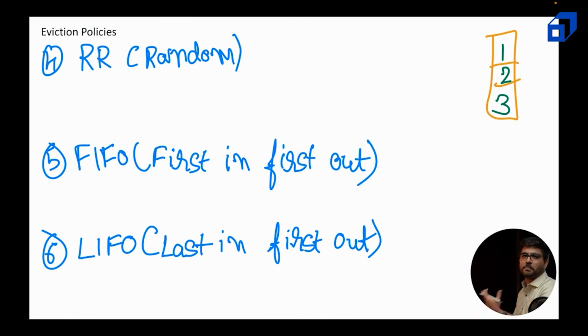And for LIFO, it is completely opposite. Whichever element was added to the cache last, it can be more recently used, it can be less recently used, we don't care about it. But the element which was added to the cache in the end, we are going to get rid of it. As simple as that. So these are 6 of the eviction policies, and depending on the use case, you need to choose one of them or probably create your own algorithm using multiple ones of them.